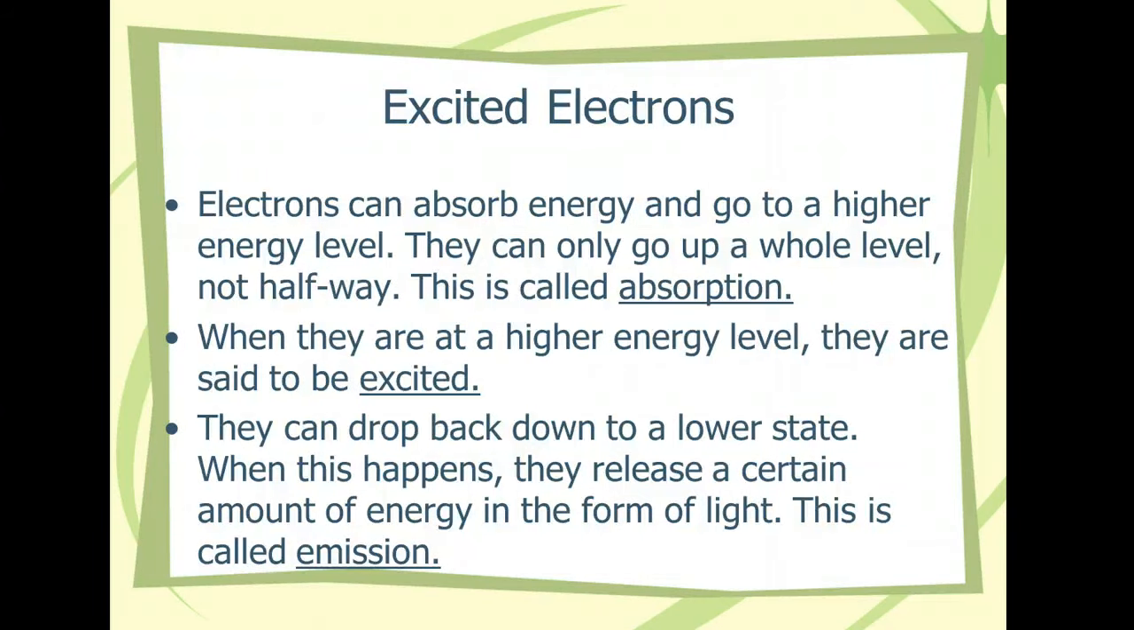So what happens with electrons? Do they stay in that one place forever? Oh no. Electrons can absorb energy and jump to a higher energy level. They can only go up a whole level. They can't go up part way. So they have to absorb enough energy to take them all the way up to the next level. This is called absorption, when they absorb energy and jump up.